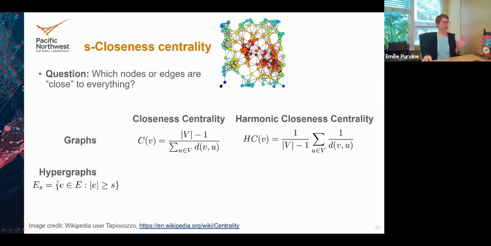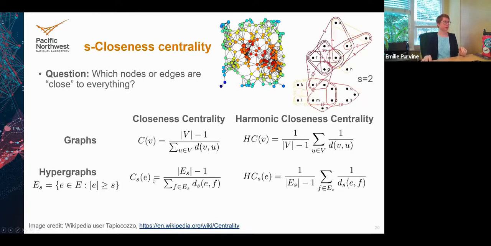I need to introduce one little subset before I can give you the translation of these centralities to hypergraphs. So E sub S is going to be the set of all edges of size at least S. And why are we doing that? Well, if your edge is size less than S, then you're not going to be S connected to anything. And so we kind of don't care about you. So the closeness centrality for a hypergraph is basically exactly the same thing, but I'm going to put a D sub S, the S distance between edges E and F, be the average of that for all F in my E sub S set. And similarly, harmonic closeness down here.